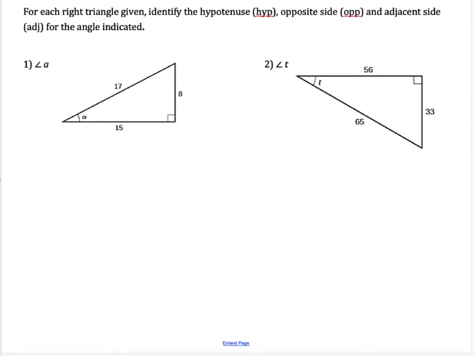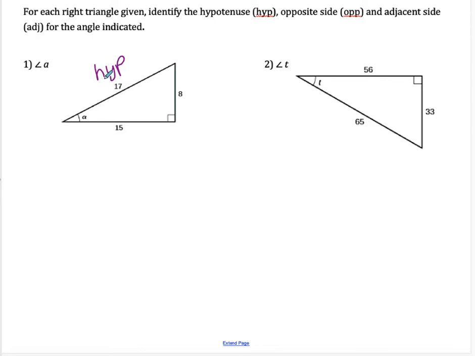So let's revisit what we were just talking about with hypotenuse, adjacent, and opposites. Looking at example 1, it says label the hypotenuse as HYP, the opposite as OPP, and the adjacent as ADJ for the indicated angle. So you have to look at the letter that it tells us. It tells us to use angle A. From angle A, the first thing you always want to label is the hypotenuse. It doesn't matter what angle I'm using, it's always the hypotenuse.